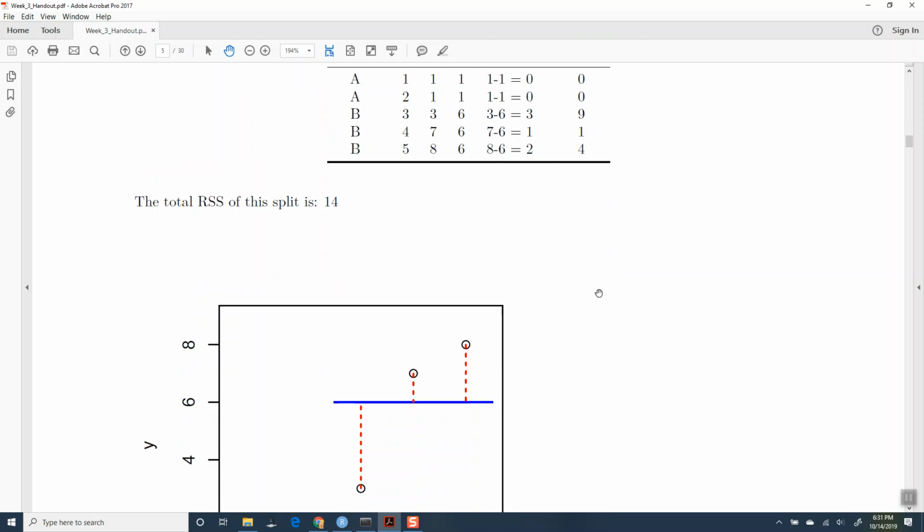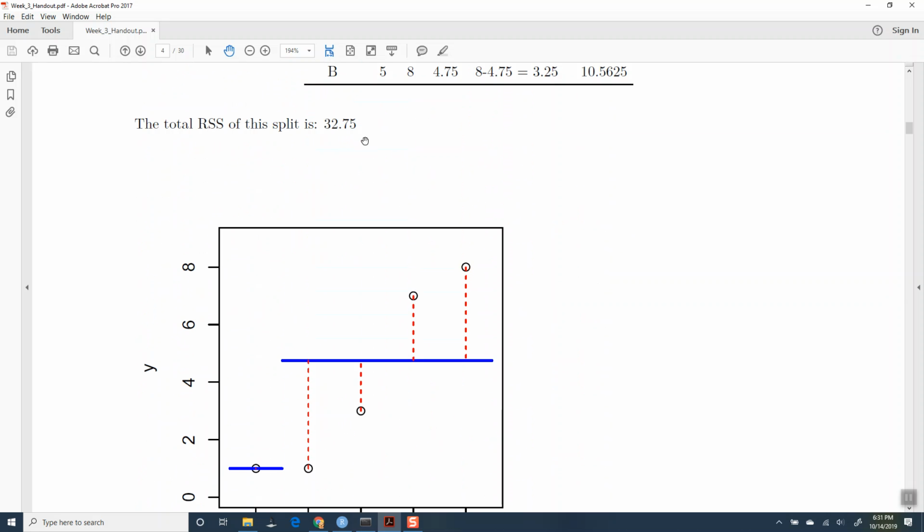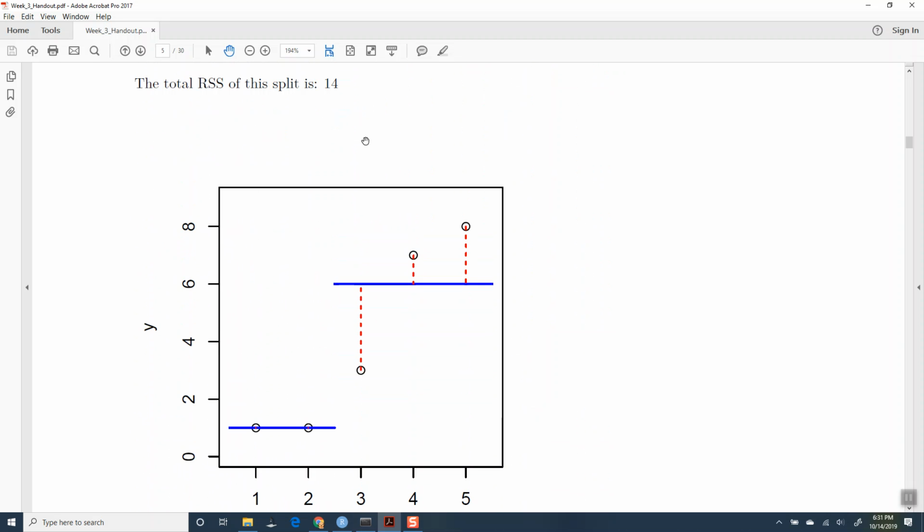Okay, and so this one has better performance than this one. This one had an RSS of 32.75 and this one has an RSS of 14. So it's even better, all right?